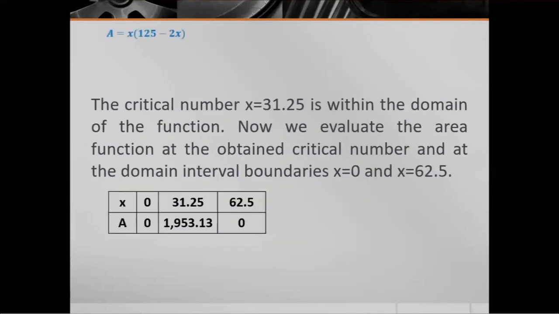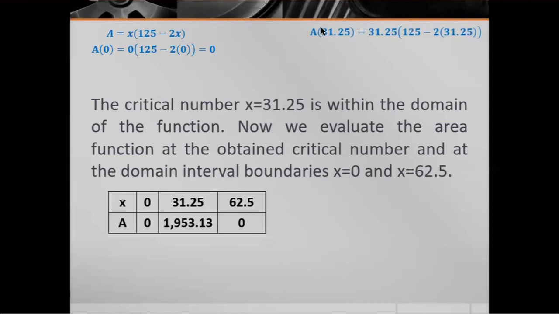So, let's say for 0. A is equal to x, ito yung ating area, x times the quantity 125 minus 2x. So, let's substitute 0. So, A of 0 is equal to 0 times 125 minus 2 times 0, which is 0. So, check.